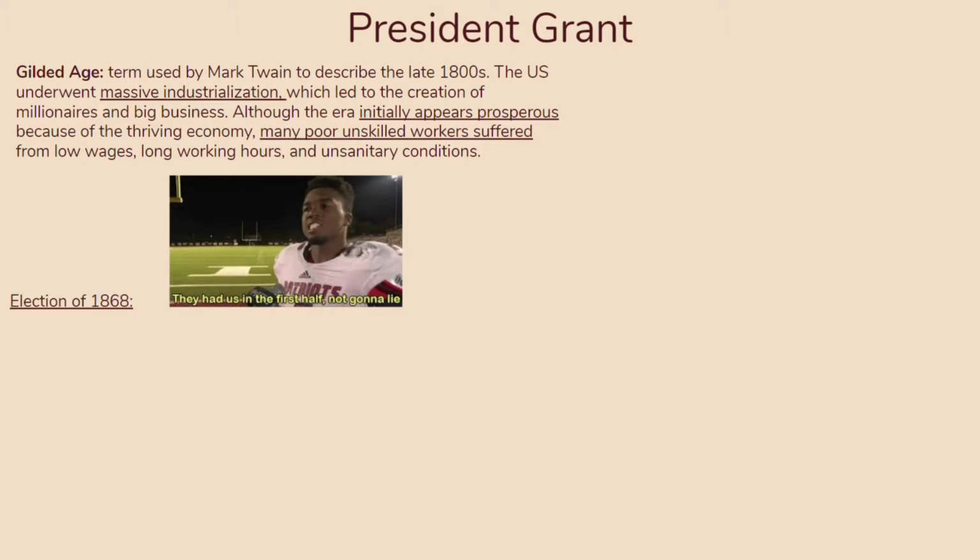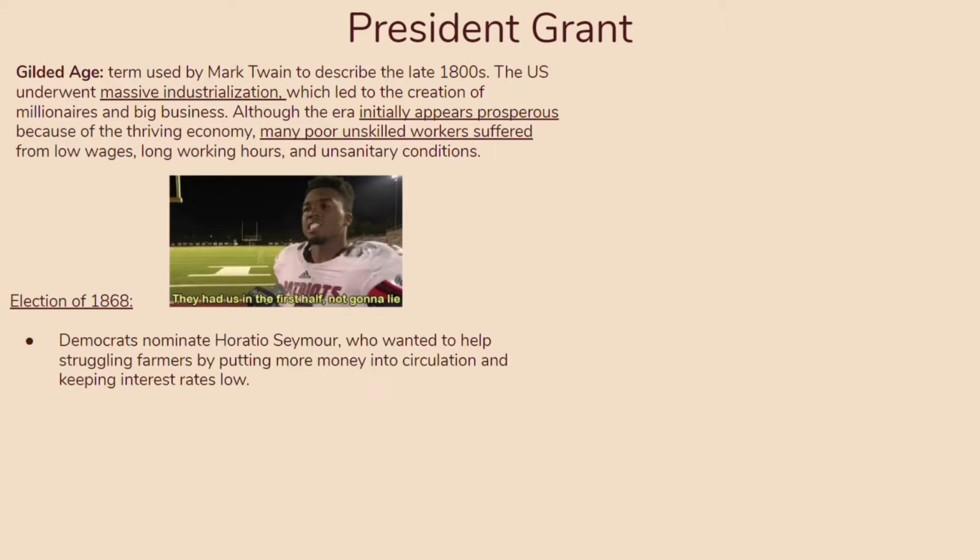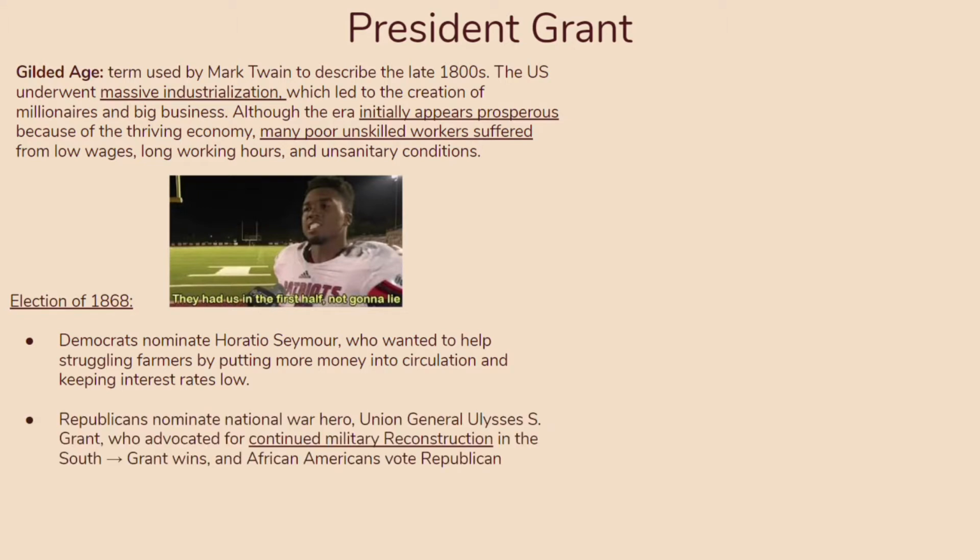Okay, so now let's talk a little bit about the election of 1868. This is essentially where Grant comes into the picture. To start off, Democrats nominate Horatio Seymour, who wanted to help struggling farmers by putting more money into circulation and keeping interest rates low. Republicans, meanwhile, nominate the national Civil War hero, Union General Ulysses S. Grant, who advocated for continued military reconstruction in the South. Grant wins largely because African Americans, who now have the right to vote, vote Republican.